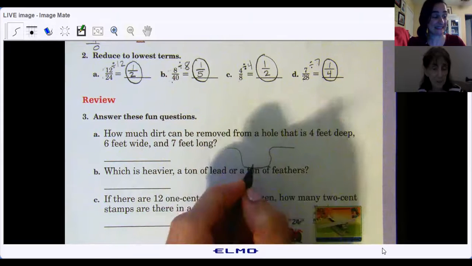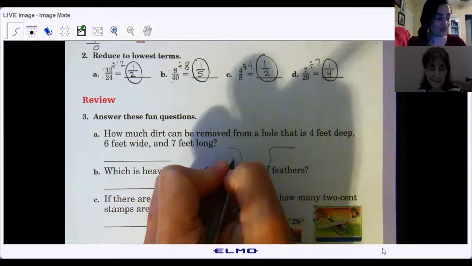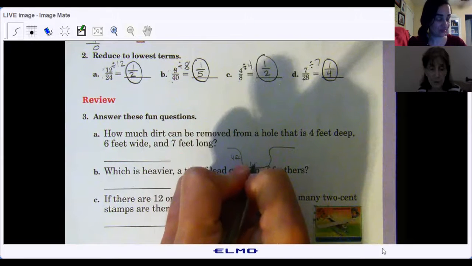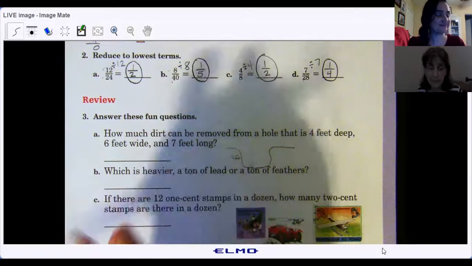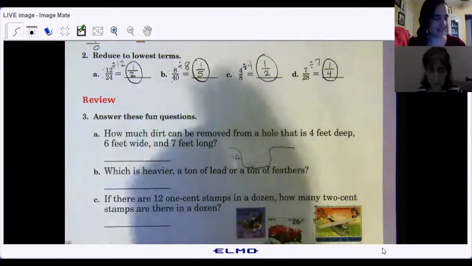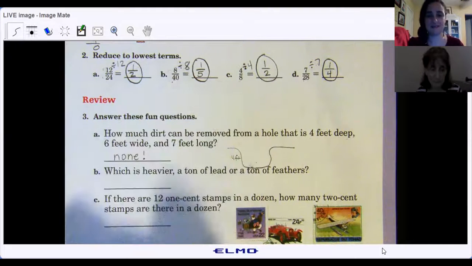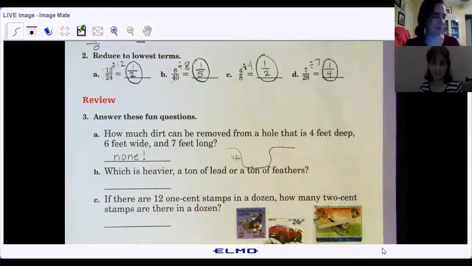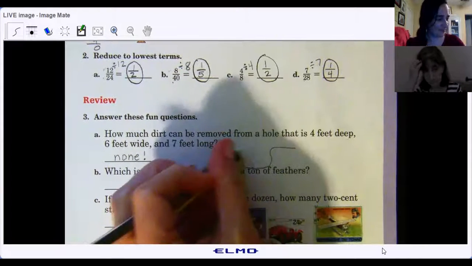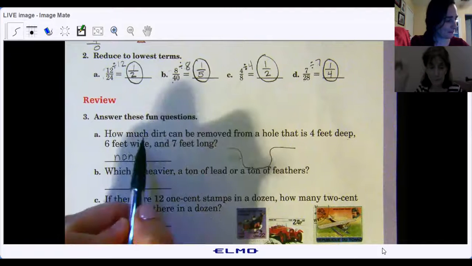Okay, there's your hole. Ms. Cervantes, are you at 4 feet deep, 6 feet wide and 7 feet long. Okay, how much dirt are we going to get out of there? We're not going to get any dirt out of a hole because there's no dirt in the hole. We already dug it out. We dug the hole. It's a riddle. A hole doesn't have anything in it. There's no dirt in the hole because it wouldn't be a hole if there was dirt in it.